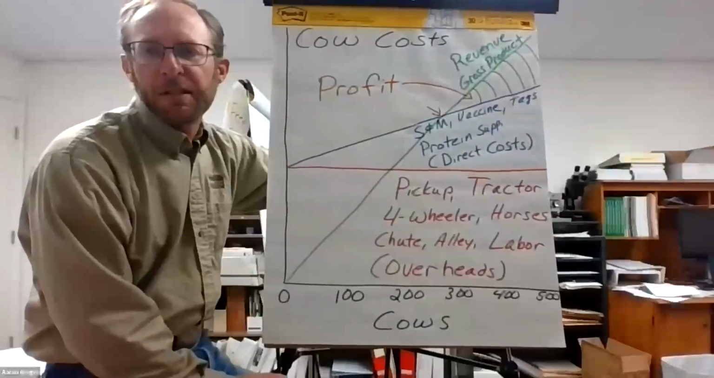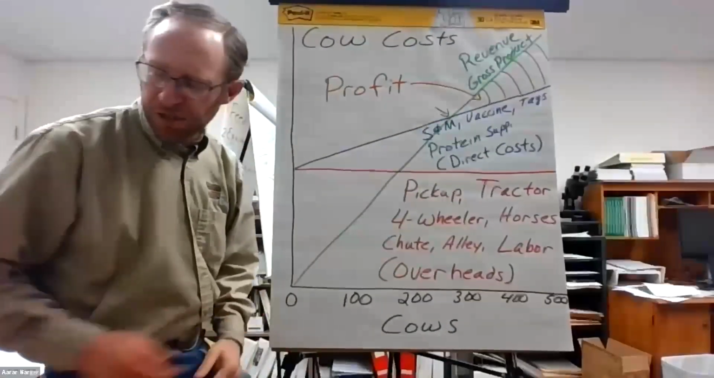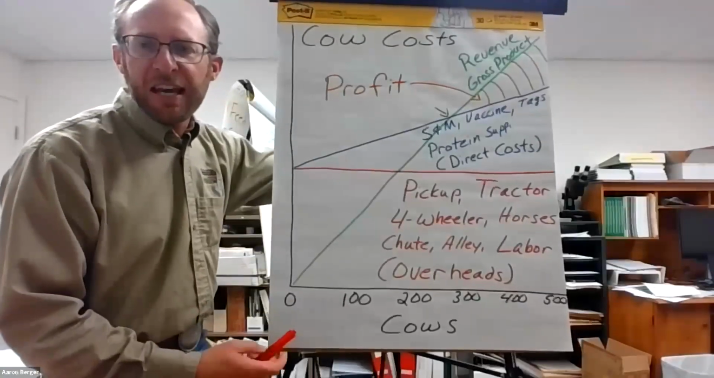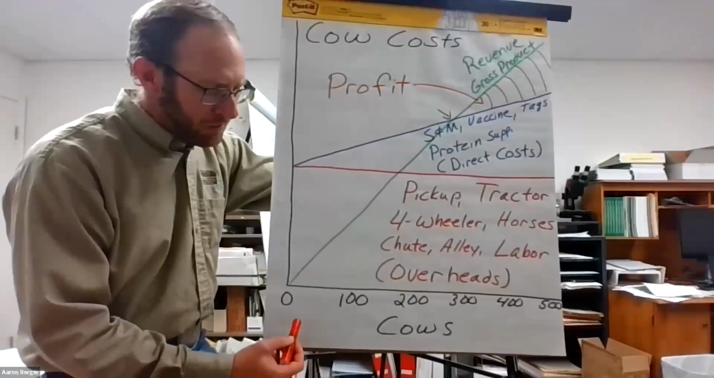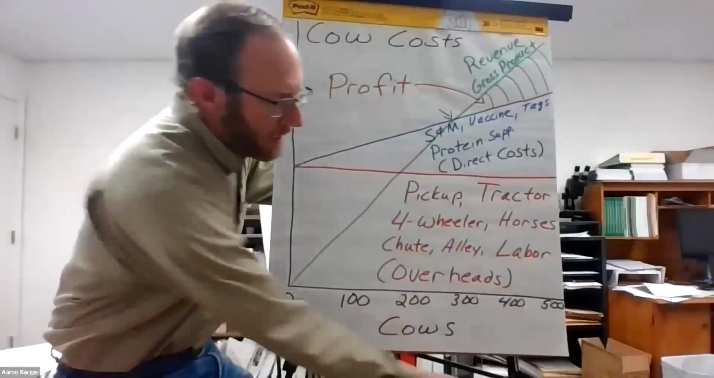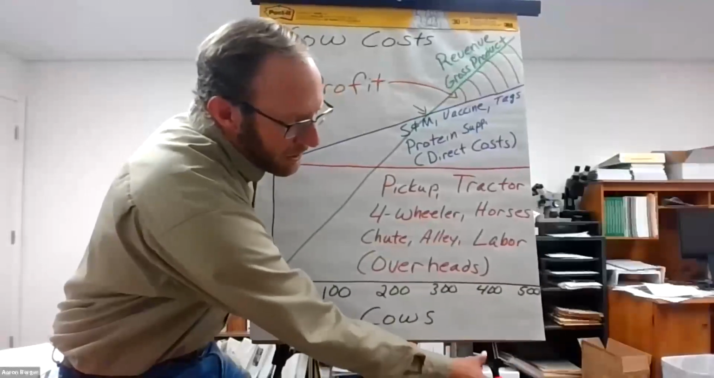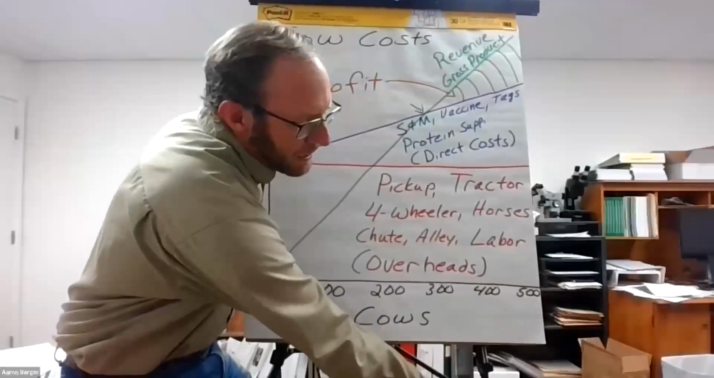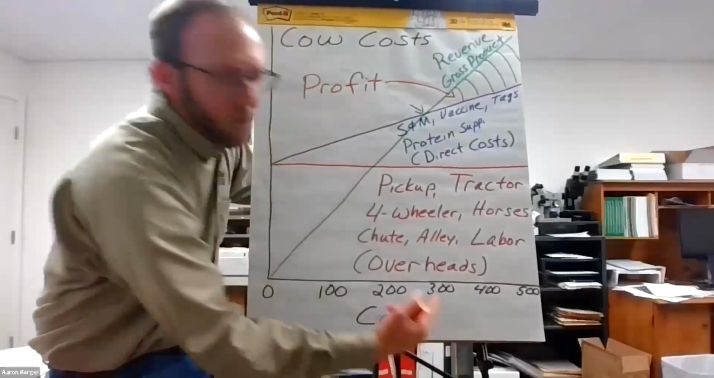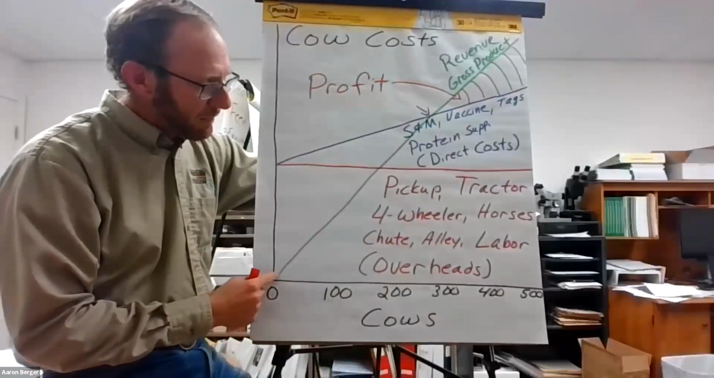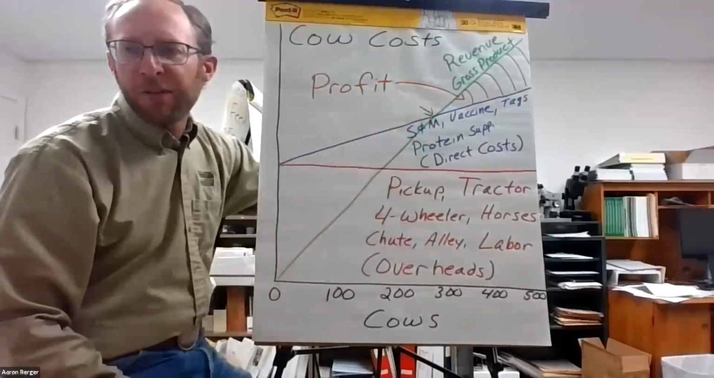All right. So this is illustrating graphically what I was talking about. I want you to pretend with me. You can see down here on the bottom, I've got 0 cows, and then 100, 200, 300, 400, 500 cows all the way out here, like I was talking about earlier in terms of adding more cows to the ranch.